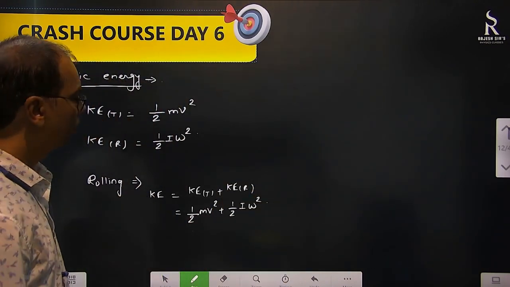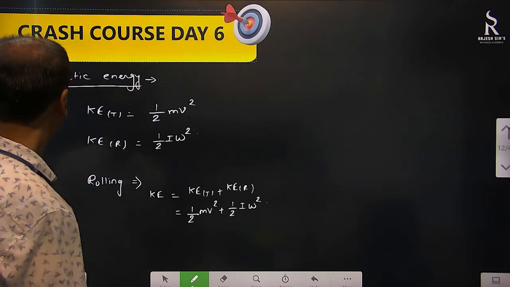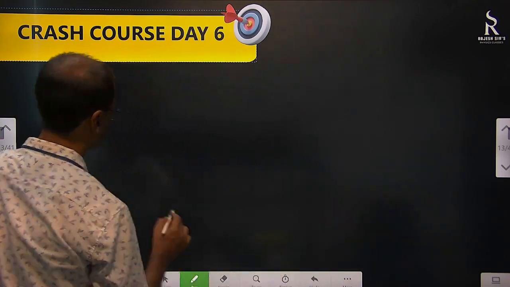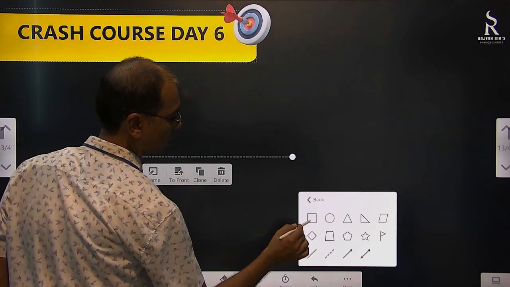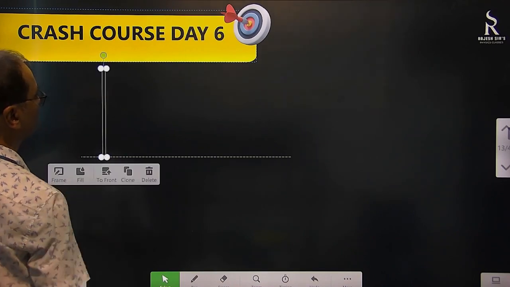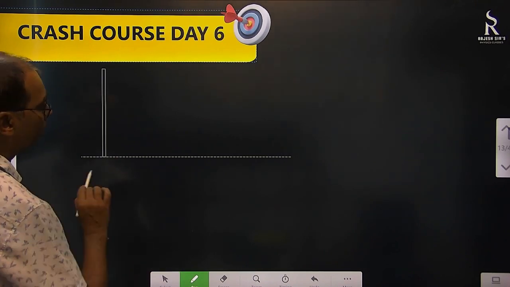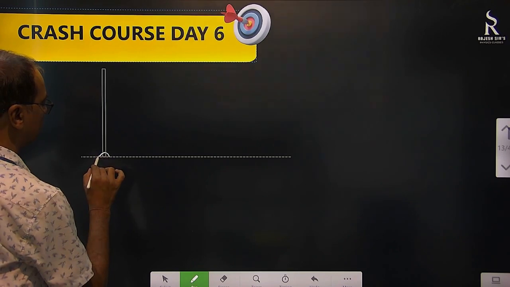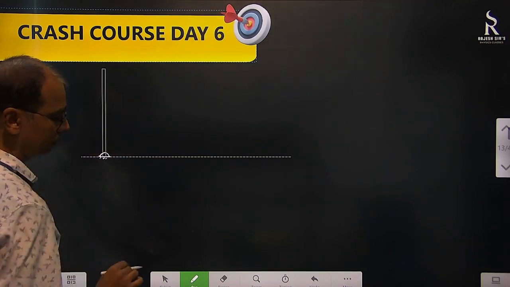Okay, let's solve one question on the work energy theorem. Suppose this is the ground. We have one rod here, and this rod is going down. Let's make this a suspension point, which means it is not going to move anywhere, and the rod will come down.